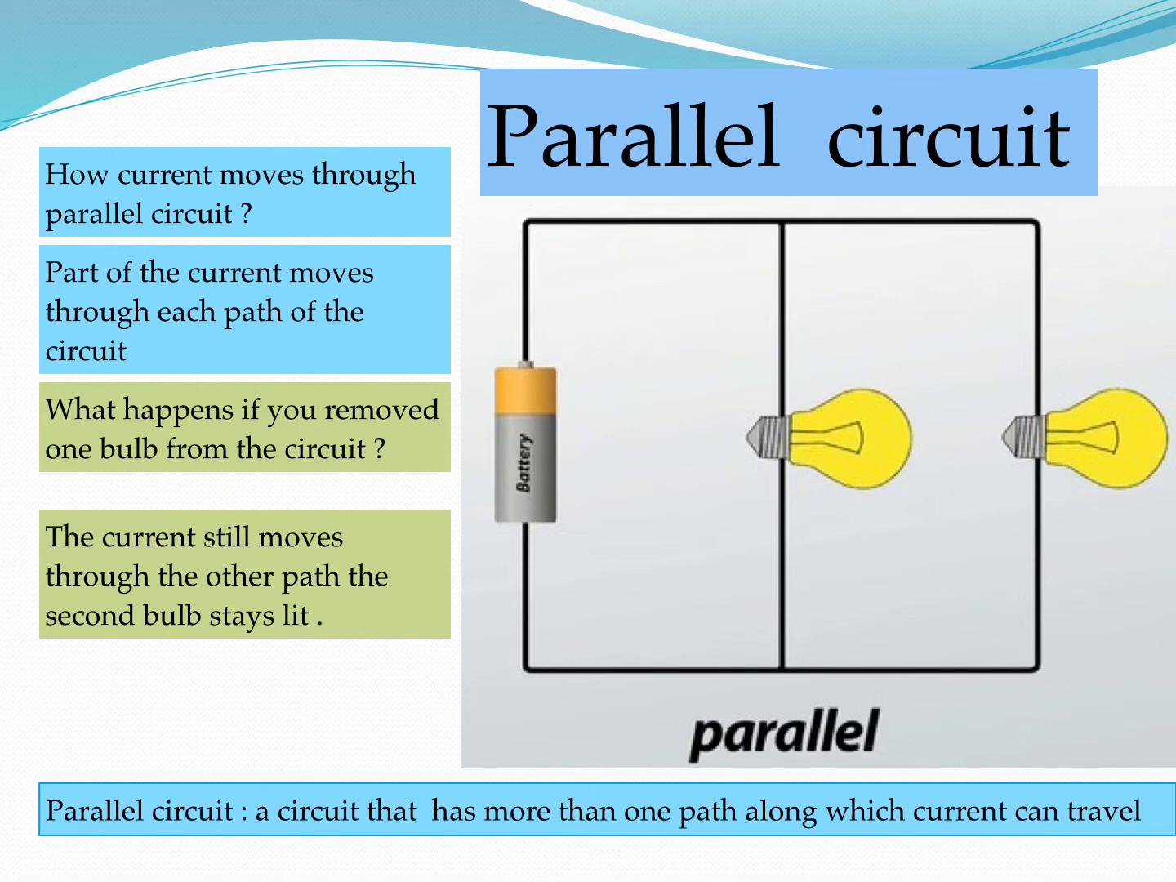But what happens if I remove one of those bulbs? What will happen? If a bulb was removed from this circuit, the current still moves through the other path. So the second bulb stays lit. Now we can see this kind of circuit in our homes, in every room. If one of your bulbs gets burned, the other bulbs will stay on.